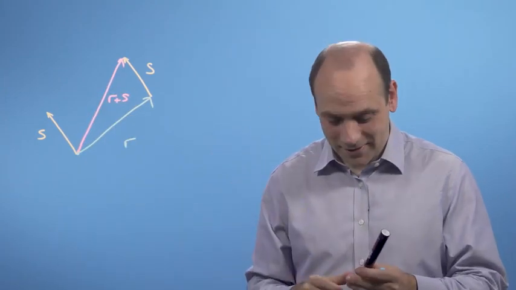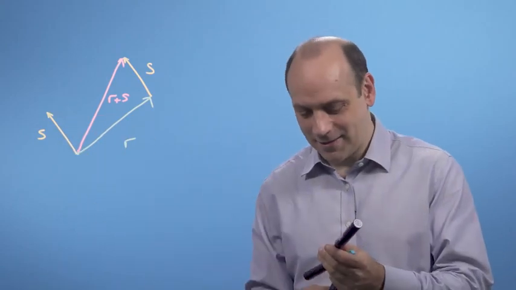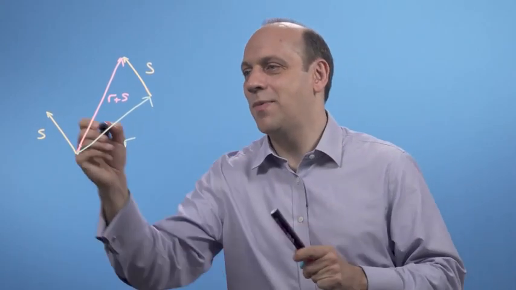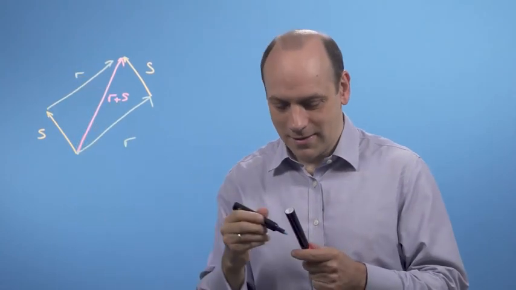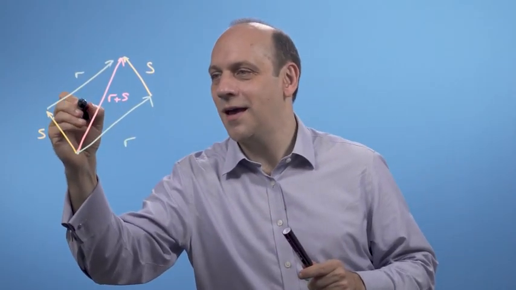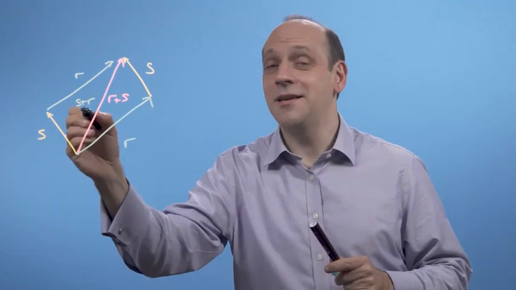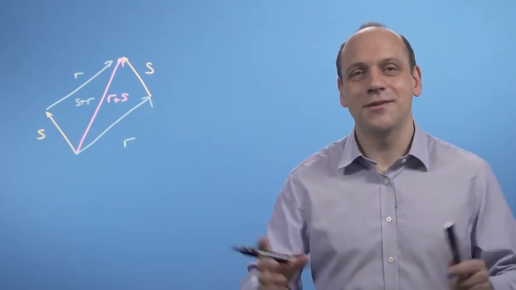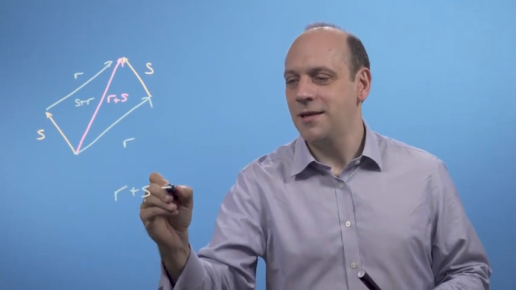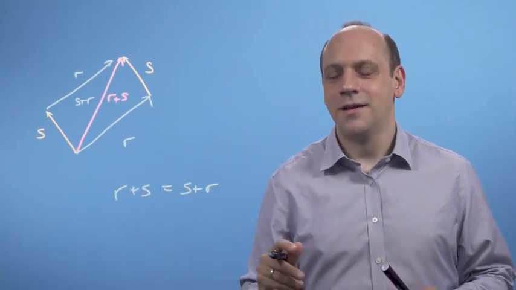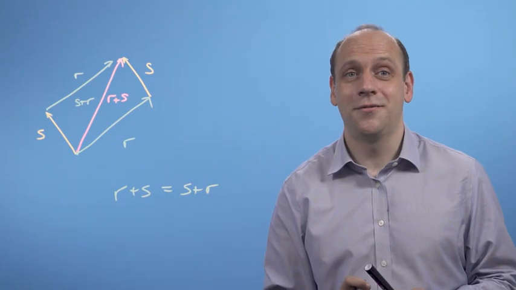Now, we could do this the other way around. We could do S and then R, and that would be S plus R. So we go along S and along that way. And that would be S plus R there, S plus R. And we see that they actually give us the same thing, the same answer. So R plus S is equal to S plus R. So it doesn't matter which way round we do the addition.